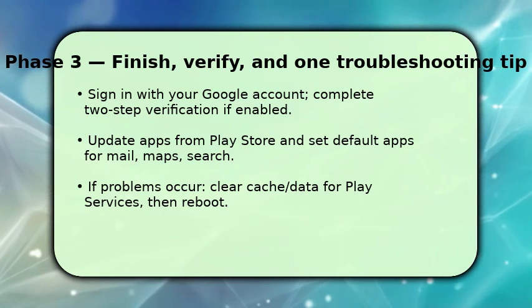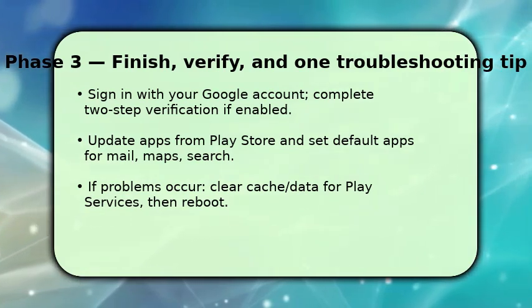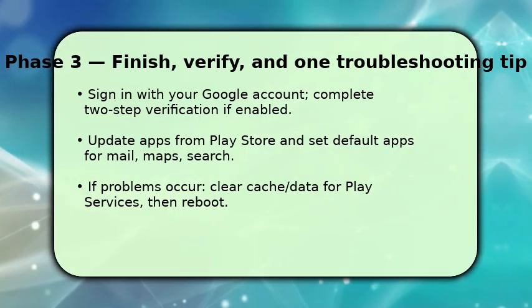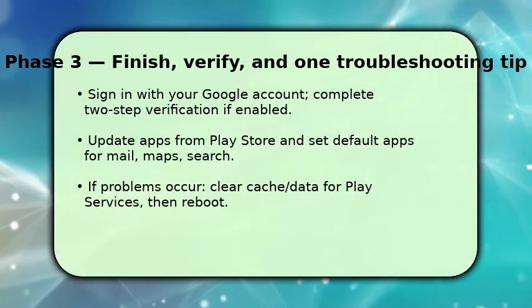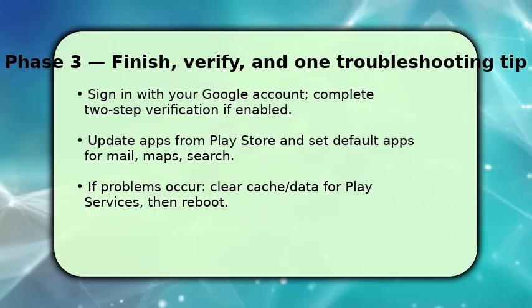You finish by signing into the Play Store with your Google account. Follow any two-step verification prompts if active. Once signed in, update Play Services and apps, then set defaults for Mail, Maps, and Search so links open with Google Apps. Make sure sync is enabled for Contacts, Calendar, and Drive.